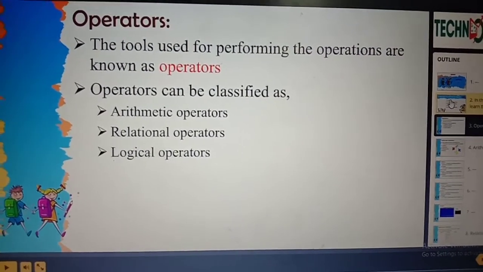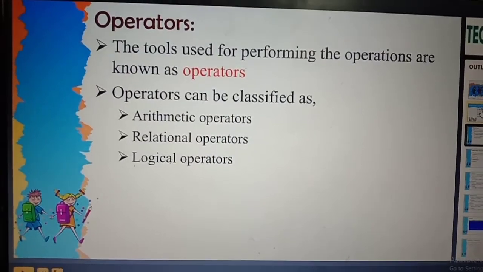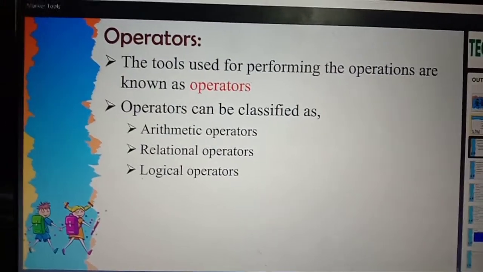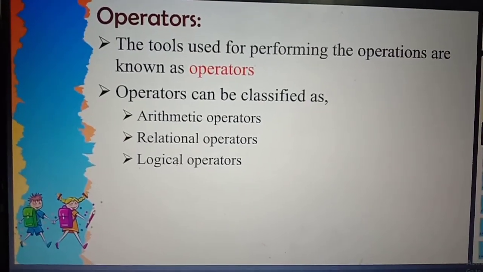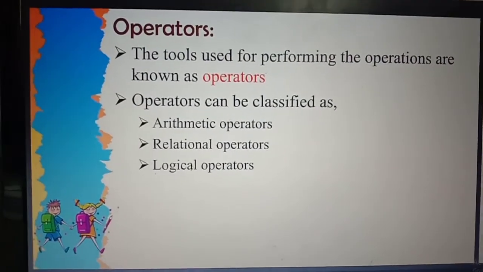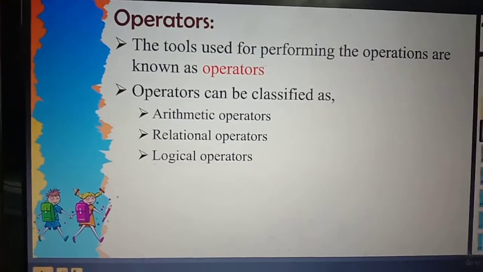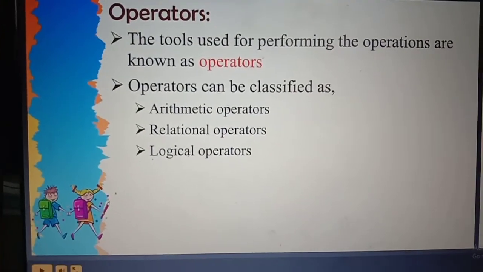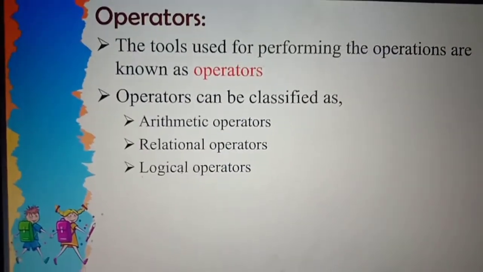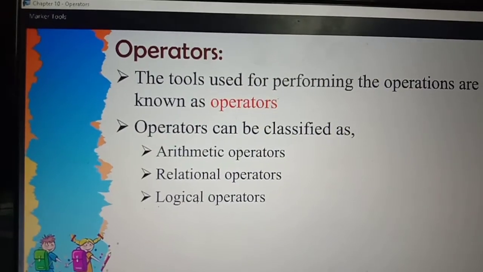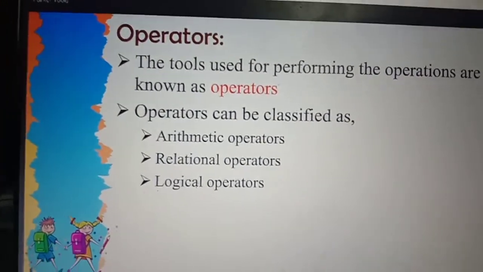So, in order to do addition, we need a plus symbol, right? So that in order to perform a certain operation, we need an operator. Okay. So, A plus B. Plus is an operator. We need that operator to perform the operations. Operators can be classified as arithmetic operator, relational operator and logical operator.